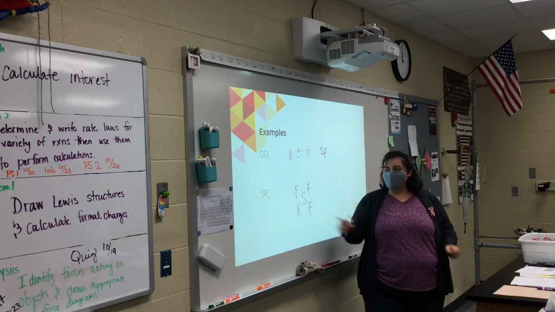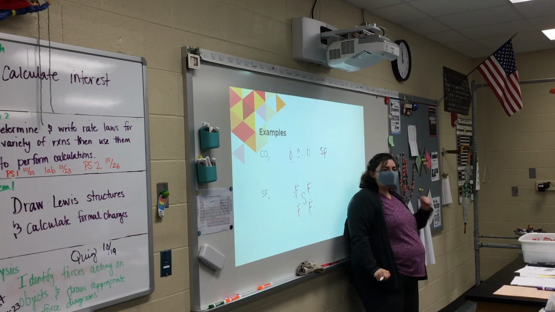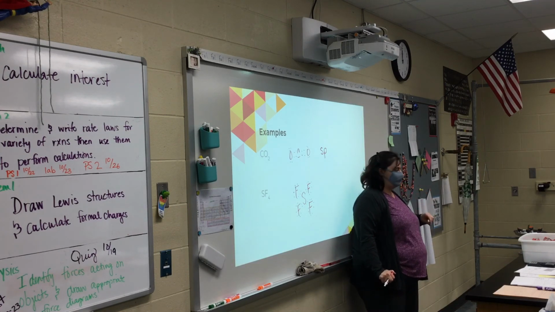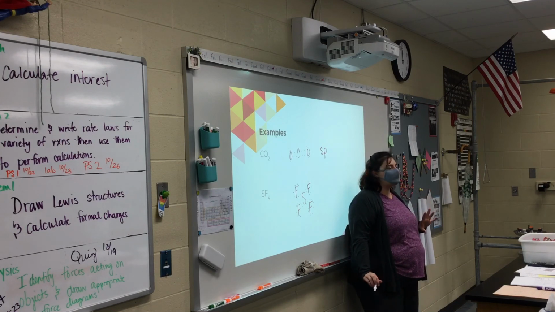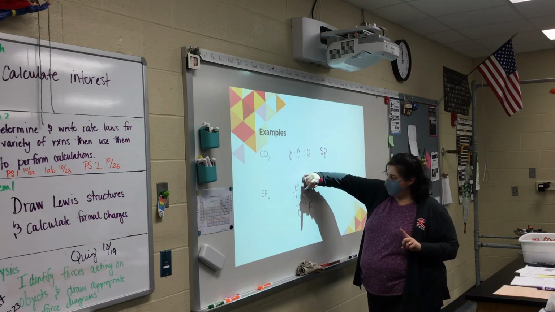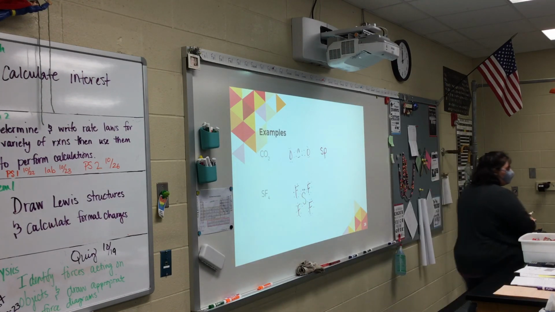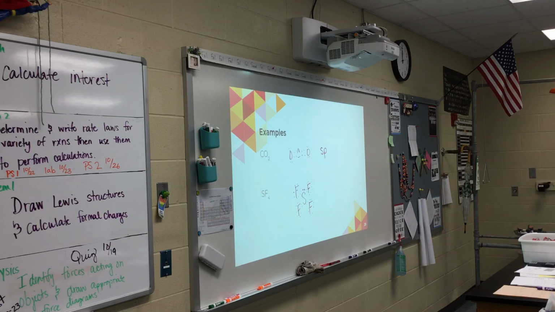No. Fluorine has full valence shells. Fluorine cannot have more than 8. It's before aluminum. It does not have d orbitals available for electrons. Only sulfur does. So, in this case, those 2 lone electrons have to go on the sulfur. There's no other way to do this.